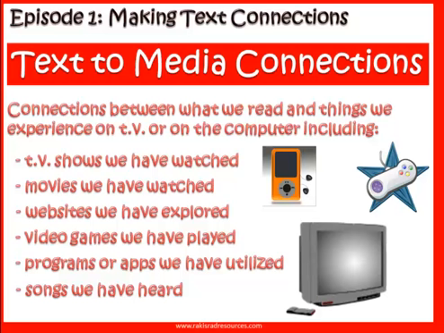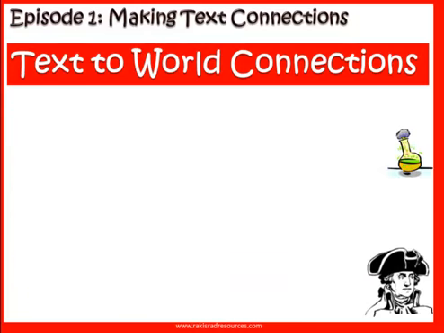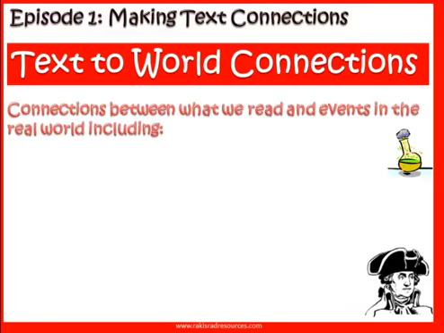These are all things that we experience on a day-to-day basis, and they can absolutely be used to make connections and help us understand better what we're reading. The last type of text connection that we have are text-to-world connections. Text-to-world connections are things that are further out. They're not necessarily something that we have experienced, whether it's by listening to or reading about. Instead, they're things that are happening in the world or have happened in the world that we know about that we're going to connect to.